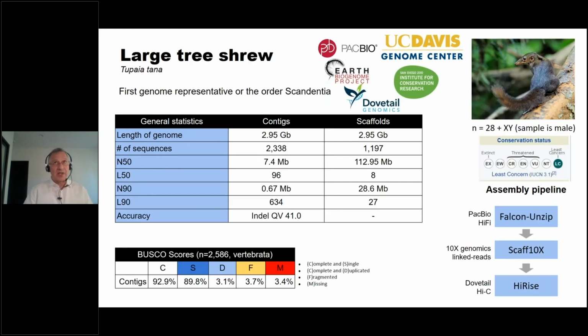The last one I want to talk to you about is the large tree shrew. And this one has been done in collaboration with Oliver Ryder at the San Diego Zoo, who provided the sample for this, Ollie and his staff at the Frozen Zoo, and Dovetail Genomics and PacBio. Now, this one is a completely scaffolded assembly. Some of the others are either in process or have been scaffolded. I haven't shown you the data, but this one has been scaffolded at UC Davis.